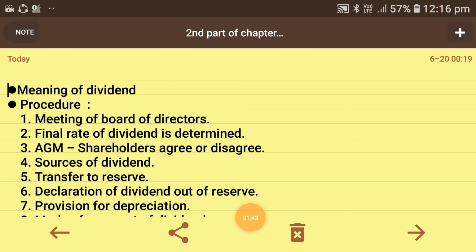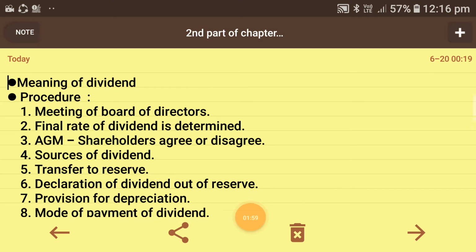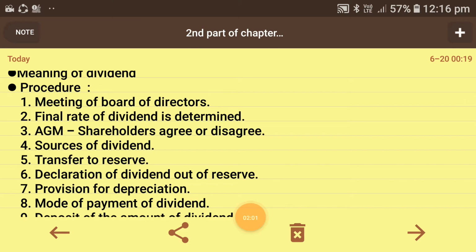First, there is a meeting of the board of directors. Yes, the meeting of the board of directors is very important because in this only the rate of dividend is fixed. Next is the final rate of dividend is determined. Yes, the final rate of the dividend is determined in this board of directors meeting. Then AGM: shareholders agree or disagree. Shareholders can decrease the dividend decided by the board of directors but do not have the right to increase it, but they do not try to decrease it also because it contains their own loss.